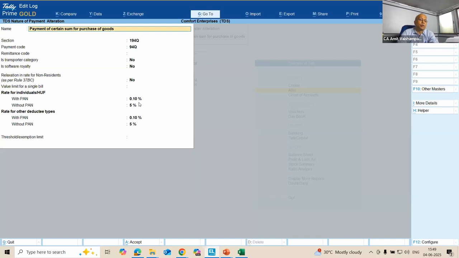The tax rate is 0.1% with PAN. Without PAN, it is 5%. But I doubt there will be anyone giving you 5 lakh rupees without a PAN. It must be a mistake at our end while configuring. So this should not be the case.